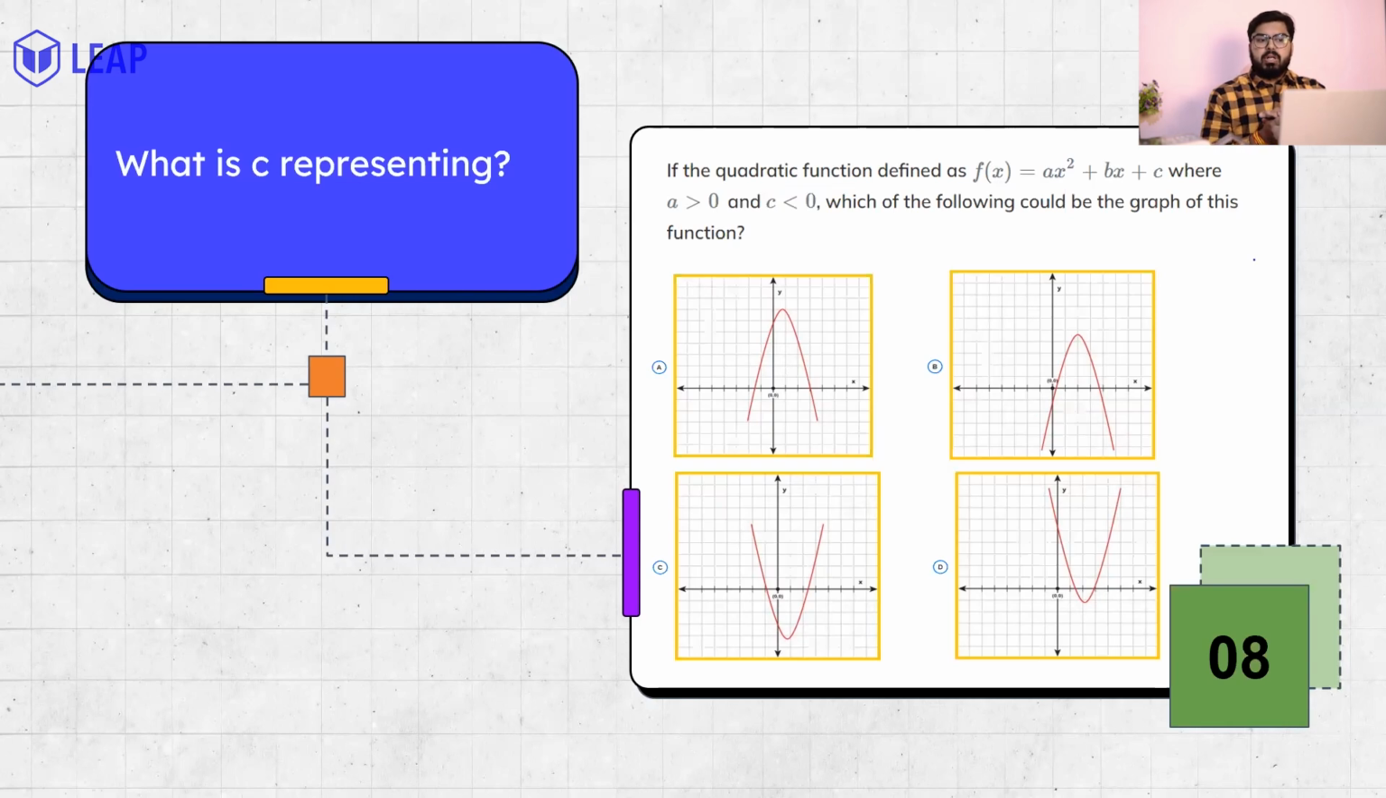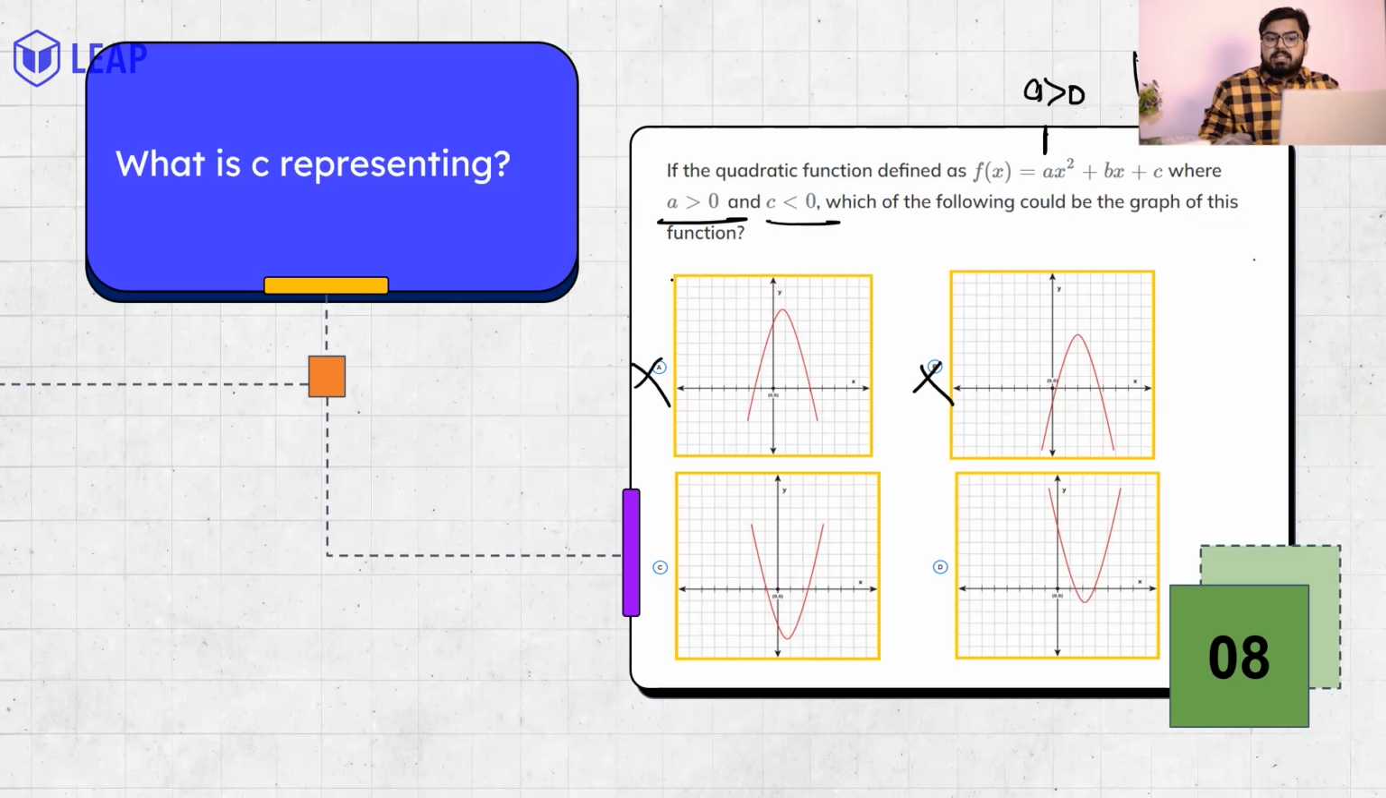Okay, so I hope you have done it. By now we have done so many questions, so I think you are very clear about it. This question says that if a quadratic function is defined by this, where a is greater than 0. a is greater than 0 means the coefficient of x squared is greater than 0. When the coefficient of x squared is greater than 0, by now, I hope you have learned it, it's an upward parabola. So it cannot be option A. It cannot be option B. It has to be an upward parabola, right?